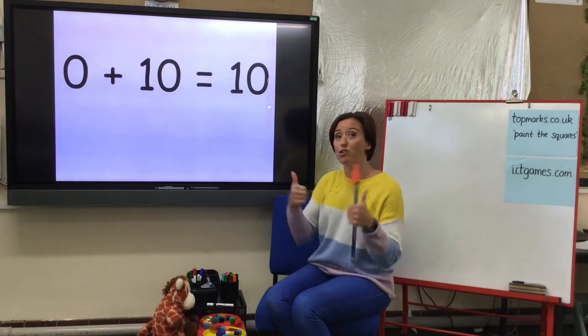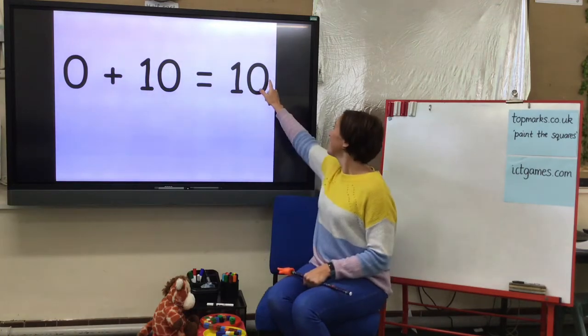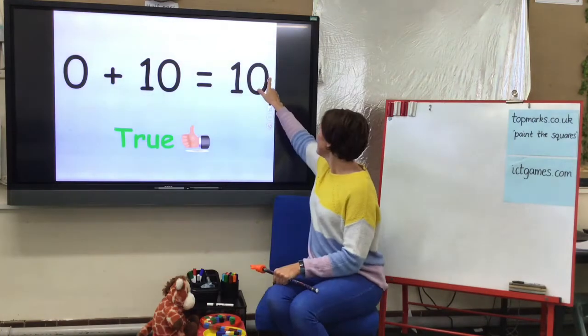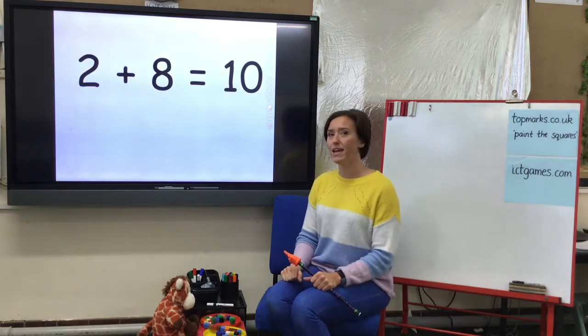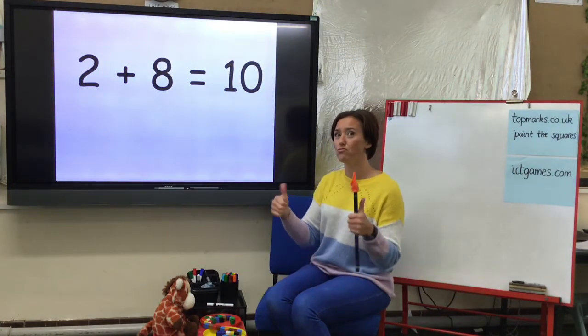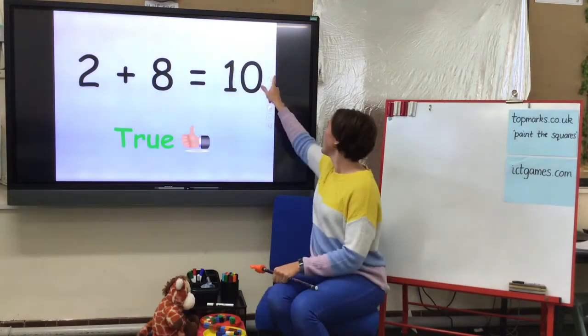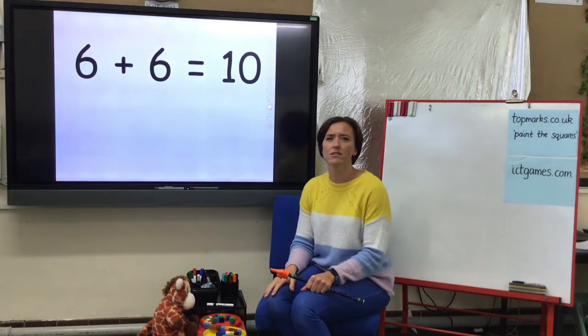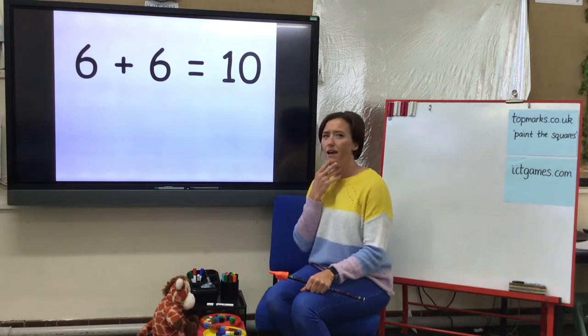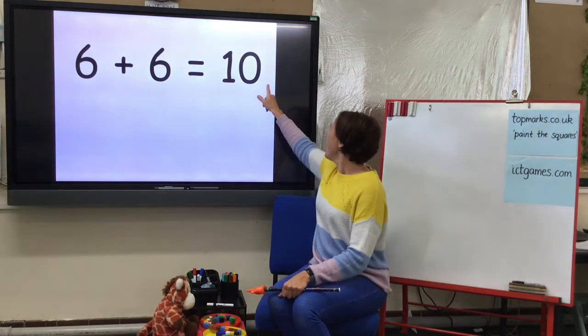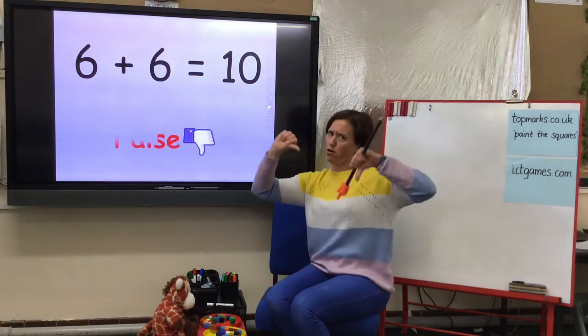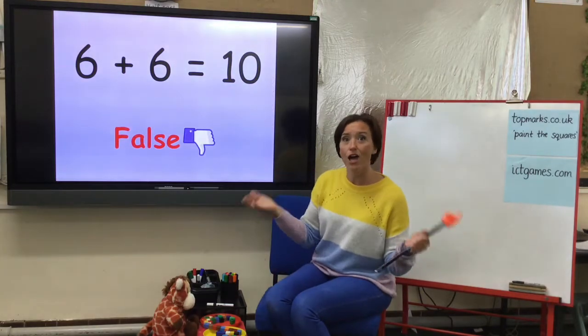0 add 10. True or false? True, well done. Okay, next one. 2 add 8 equals 10. True or false? True, well done. Next one. 6 add 6. Ooh, 6 add 6, does that make 10? No, of course it doesn't. That one is false. 6 add 6 makes 12.